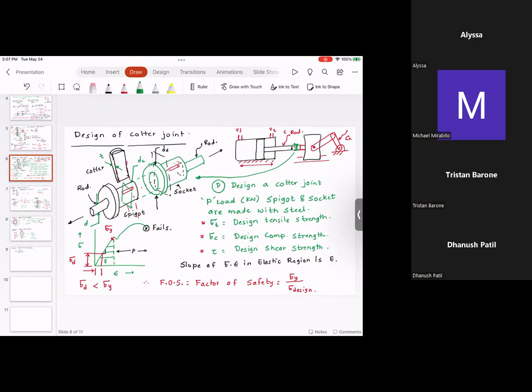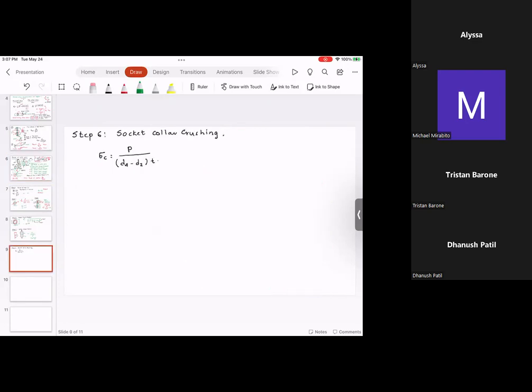Spigot is inserted inside the socket. Then you tap the Cotter, but the Cotter can actually crush the socket collar. So this is the equation. Value of P is known. Value of sigma can be found out. Value of D2 from step 2. T from step 3. And from here, you can find out the value of D4. Step 6. Step 7.